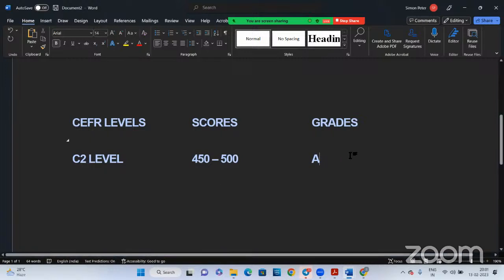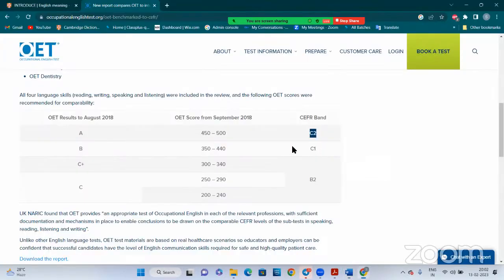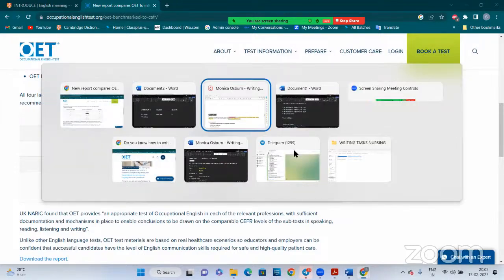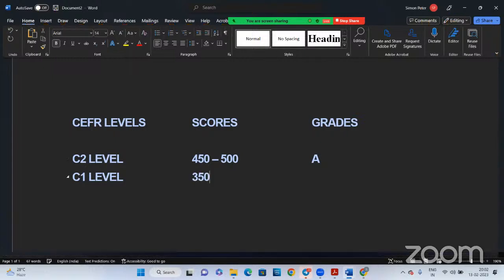So right, next one, C1 level. If you are using C1 level, the score will be 350 to 440. C1 vocabulary, you'll get 350 to 440. I hope you understand now what I am telling you. You will get a B grade.